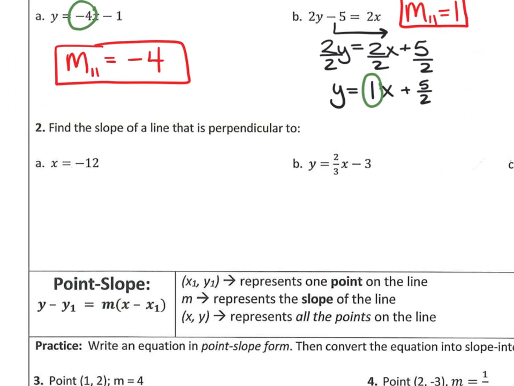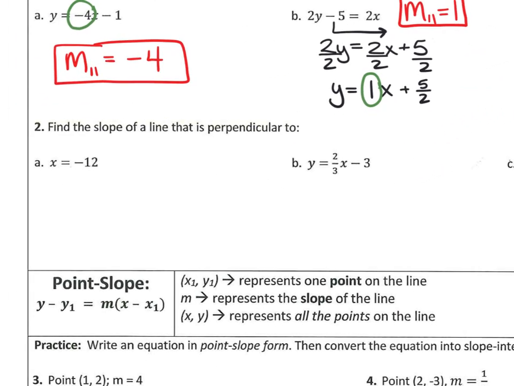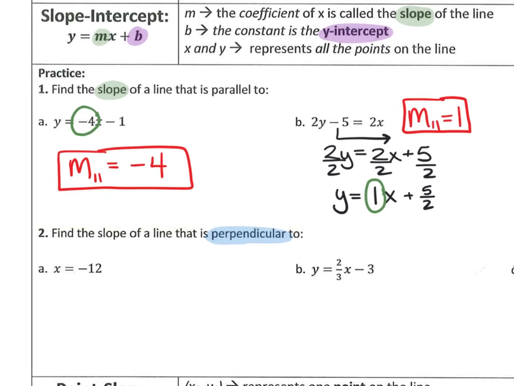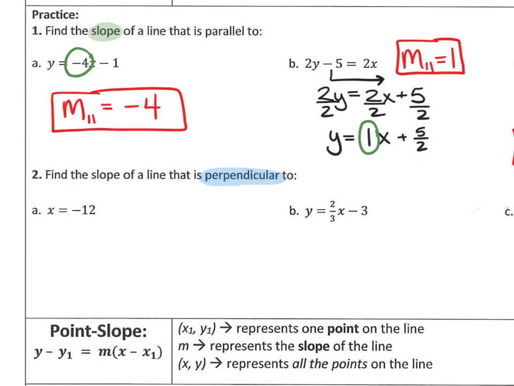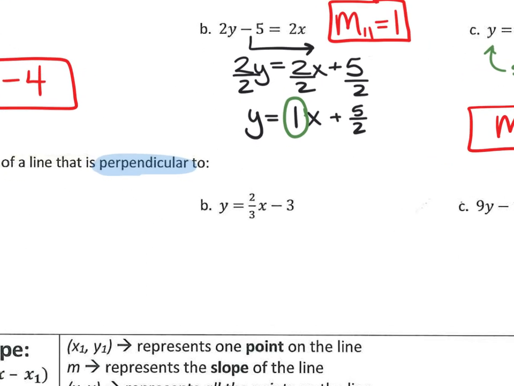We're going to go to example 2, but we're going to skip to question B first. This time when we're doing these problems, it asks me for the perpendicular slope. Sorry, wrong color. Perpendicular slope. If we want the slope that's perpendicular to it, for part B, what is the slope of that line right now? 2/3.